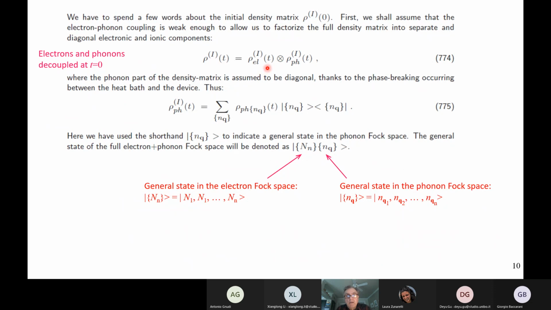Now, we make the assumption I already said. We will assume that at t equals 0, the phonons are at thermal equilibrium, and they always stay at thermal equilibrium. So actually, there's no time dependence here, because we will assume what sometimes is called the Markov approximation. And we will assume that at every time, electrons and phonons are decoupled. Again, this is another assumption that in some cases is not true.